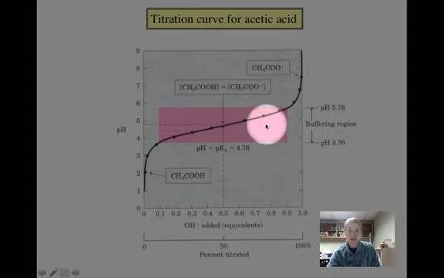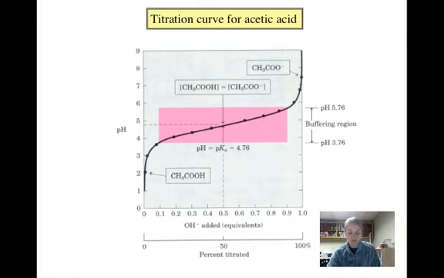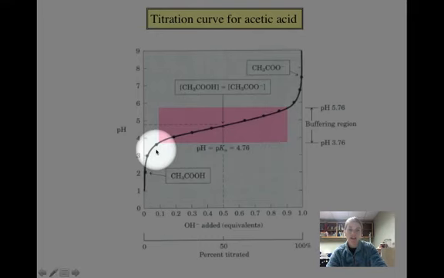The pink area on the graph indicates the buffering region, which you will notice is within 1 pH unit of the pKa, meaning that there is up to 10 times as much acid as base, or vice versa. In the buffering region, the curve is flattened out, whereas at the beginning and the end of the titration, the curve is very steep.